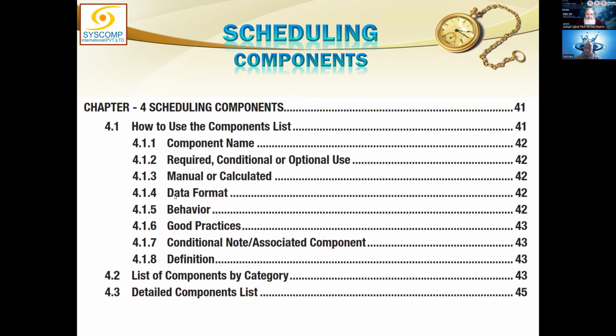For each component, there is a data format. There is a behavior of every component. There are certain good practices about every component. There are certain conditional notes or associations with other components which could be mentioned against that component. And then we have a definition of every component. Now, I can't show you all of the 100 plus components, but I can show you some examples of how they are framed. I'll also show you a complete list of all components by category and a detailed component list also.